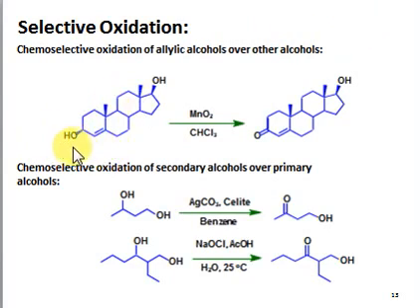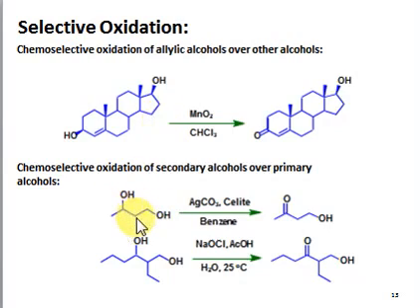If you are considering the oxidation of this allylic alcohol, you can see that there is another alcohol here as well. This is a simple alcohol, but you want to oxidize only the allyl alcohol. Then you have studied the reagent manganese dioxide. Manganese dioxide can only oxidize the allyl alcohol and does not oxidize the other alcohol. So this is a selective method in which we oxidize only the allyl alcohol, and this simple alcohol remains as such, right?